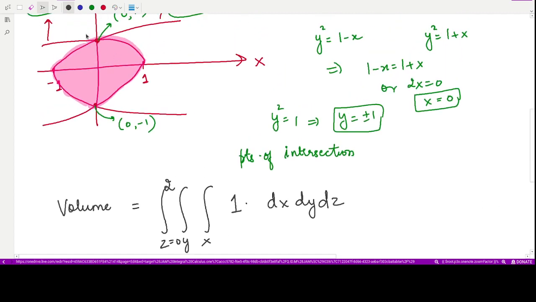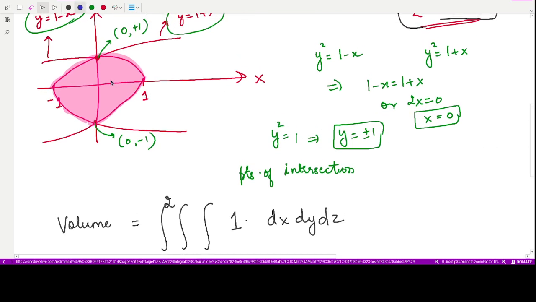For x and y, we will look at this 2D version of the figure. We have to calculate the area of this pink portion. So from here we will evaluate the limits of x and the limits of y. So I can draw a horizontal line passing through this region.